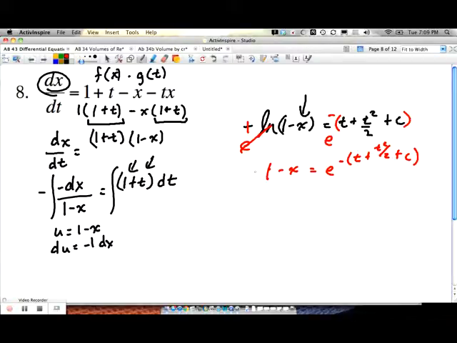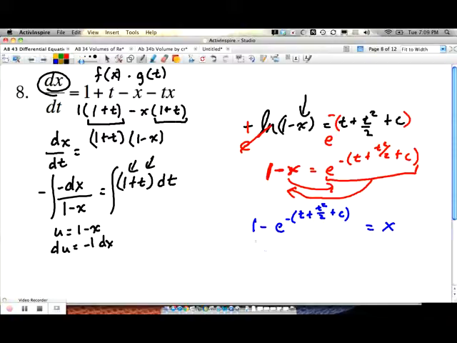Now I notice here that if I just move the x over to the left and this whole term over to the right, then I have x by itself. So let's go ahead and do that. That'll give me x on the right, and on the left I'm going to have 1 minus e to the negative t plus t squared over 2 plus c.